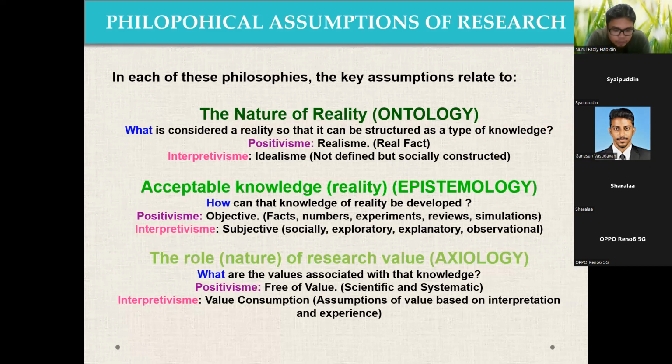We need to control because we have the time limitation. Okay, all right. The second one, we go to the acceptable knowledge. This one, nature of reality, will become the basic knowledge. So this one, how to generate the knowledge, how to generate knowledge by research.